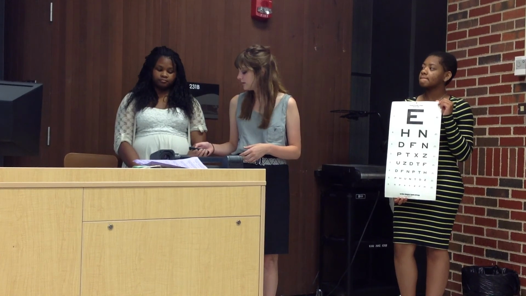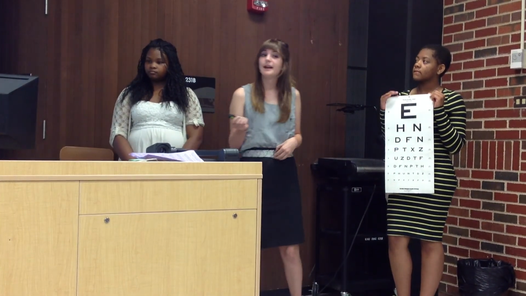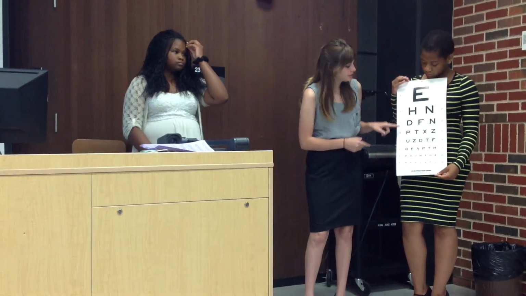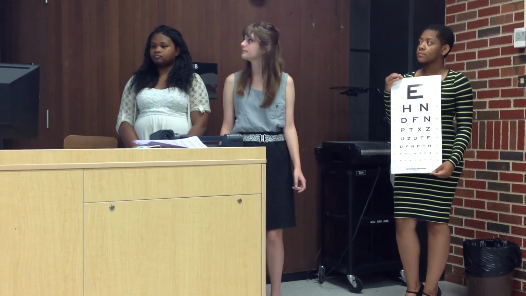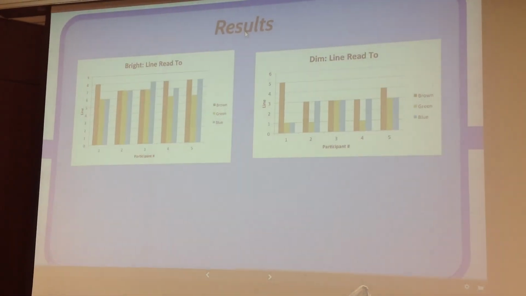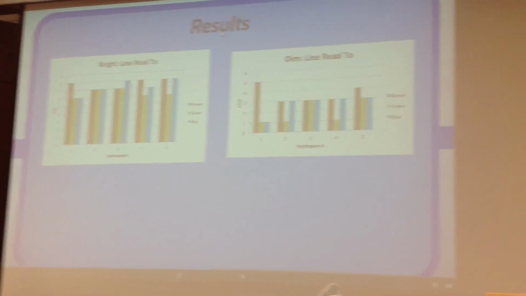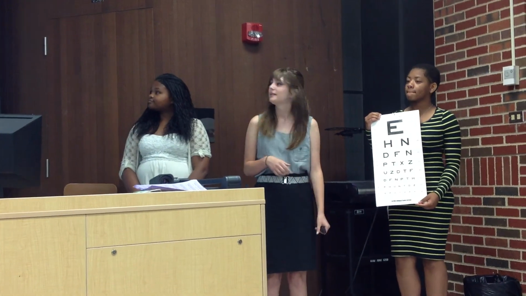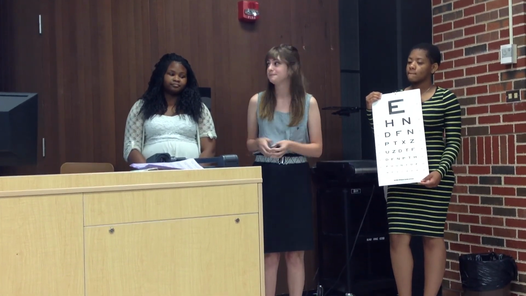And what we did, how we recorded that, was we recorded what line they could read to and how many mistakes they made. The results are, we have the bright, and how we recorded these was we assigned each of these letters numbers. There's a total of 35 numbers that they could read to, and we calculated in the light and the dark, and then made averages of each color.